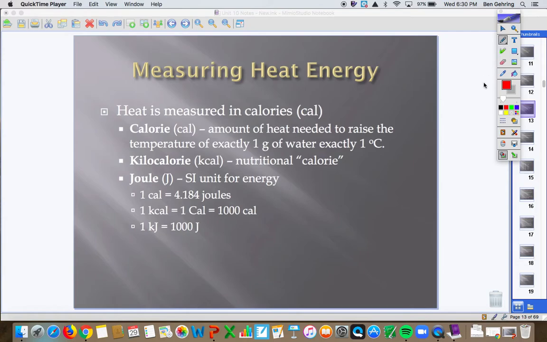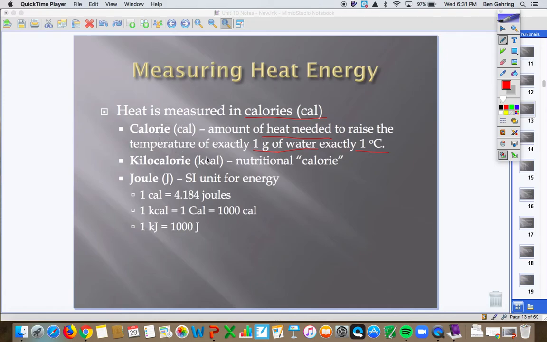For starters, heat is the transfer of energy, and in this case, it is measured in calories. We can measure it in a couple of things, but we're going to measure it in calories. One calorie is the amount of heat needed to raise the temperature of exactly 1 gram of water by 1.0 degrees Celsius. That's the heat needed, and this is kind of our base unit.